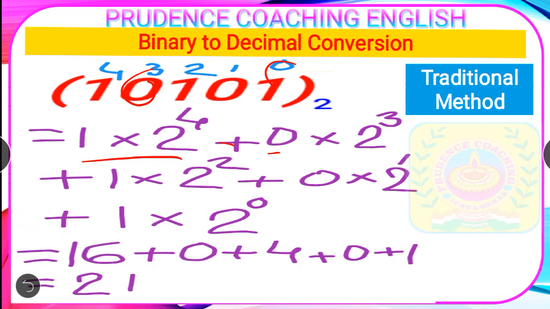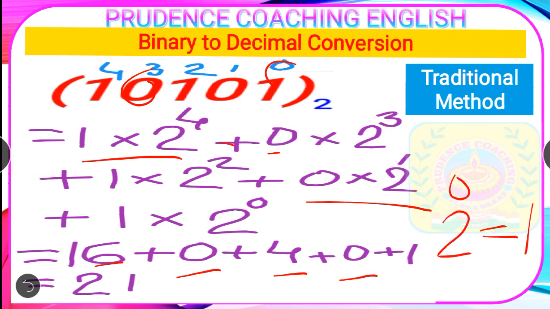So here we will be adding these numbers. 2 to the power 4 equals 16 plus 0 multiplied with any number gives the result of 0. Next 1 into 2 square, 2 square equals 4, so 16 plus 0 plus 4 plus 0 into any number equals 0, then 1 into 2 to the power 0. Okay, if any number's power is 0, then its result is 1. So 1 into 1 equals 1. So the final result is 16 plus 0 plus 4 plus 0 plus 1 equals 21. So this is our final answer, students.